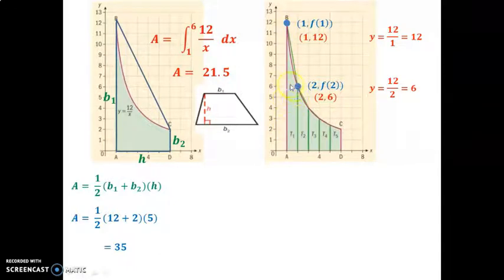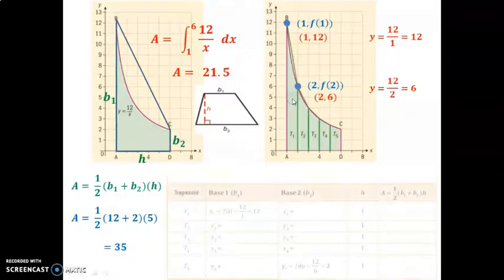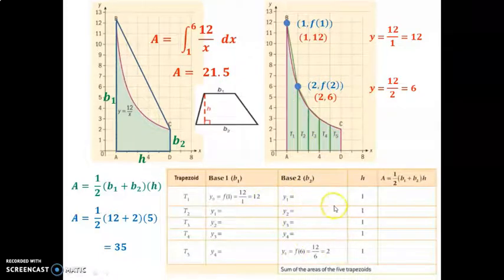So in this first trapezoid, T1, this base has a length of 12, whereas this base has a length of 6. And we know the height here is 1, because each of these is 1 unit. So we can find the area of that trapezoid. Here's a big table, which looks more complicated than it really is, but it's breaking down this process. For trapezoid 1, we find the length of base 1 by putting 1 into the original function, which is what we did right here. And we find the length of base 2 by finding this y value, so base 2 will be 6. The height will be 1 for every trapezoid.